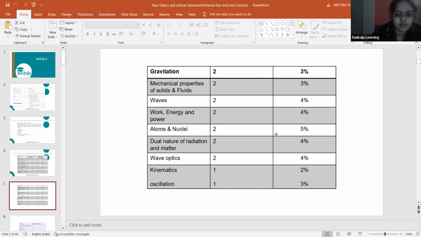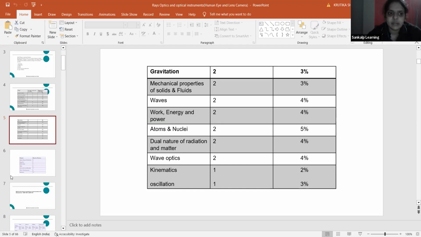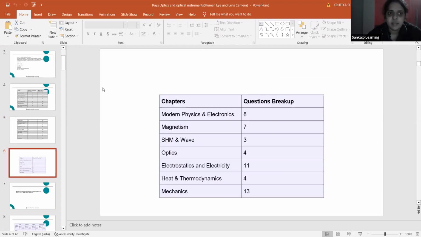Kinematics, like motion in 1 dimension, 2 dimension, that is for 2%. Then oscillations ಮೇಲೆ 3% ಬರುತ್ತೆ. So this is about the weightage here. If they revise this weightage, again at the end of the lessons, we will see again what all changes they will make. But we will go according to this weightage only.